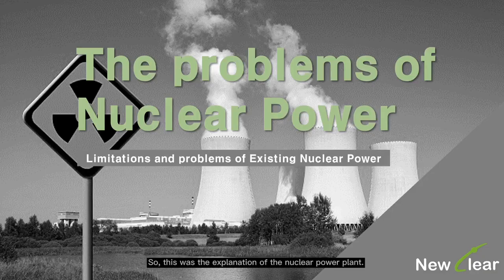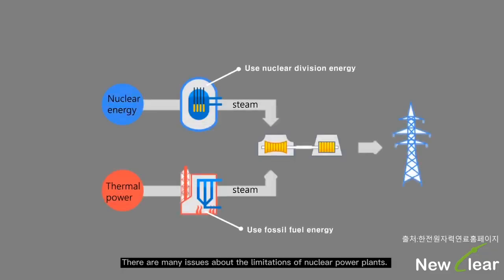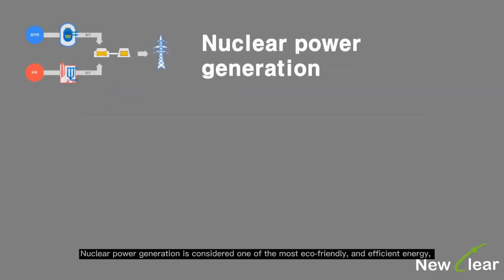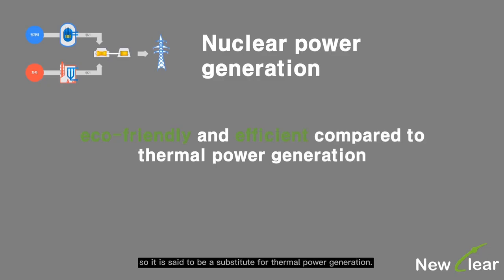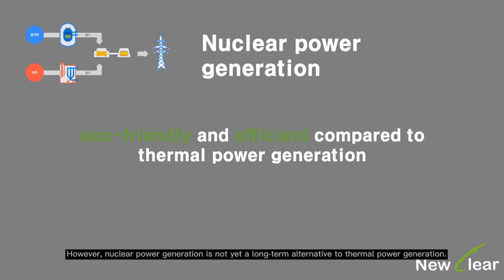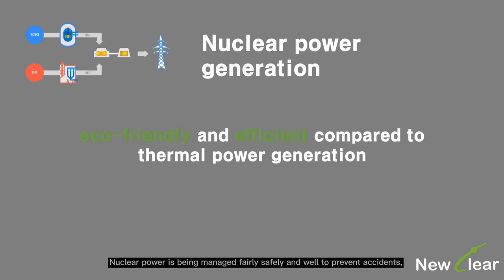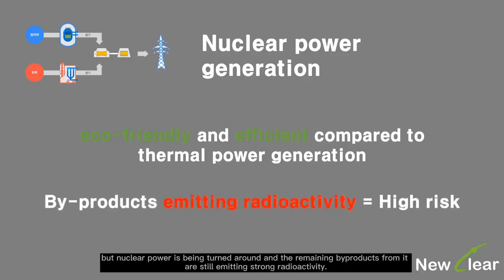So this was the explanation of the nuclear power plant, and next we learn about the limitations of nuclear power generation. There are many issues about the limitations of nuclear power plants. Nuclear power generation is considered one of the most eco-friendly and efficient energy, so it is said to be a substitute for thermal power generation. However, nuclear power generation is not yet a long-term alternative to thermal power generation. Nuclear power is being managed fairly safely and well to prevent accidents, but nuclear power is being turned around and the remaining byproducts from it are still emitting strong radioactivity.